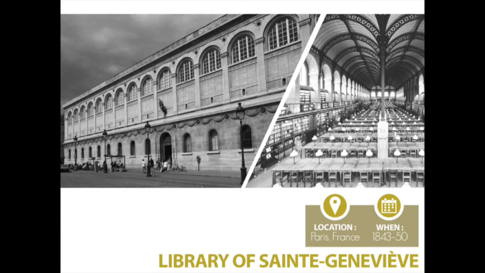The St. Genevieve Library was designed and constructed between 1838 and 1850 under the direction of architect Henri Labrouste. Due to its neoclassical temple-inspired design, it was called a temple of knowledge and a space for contemplation. The Library of St. Genevieve is located in the Latin Quarter across from the Pantheon.